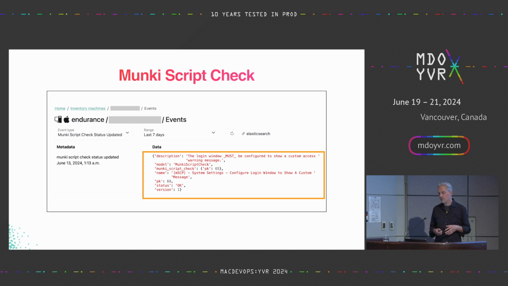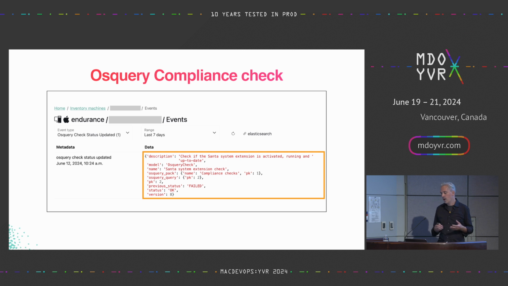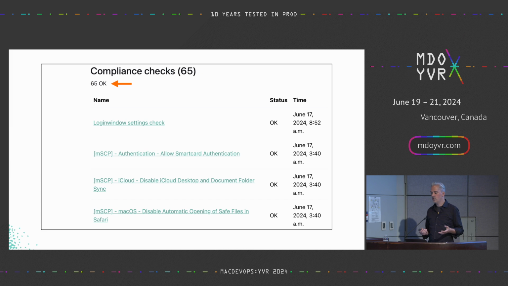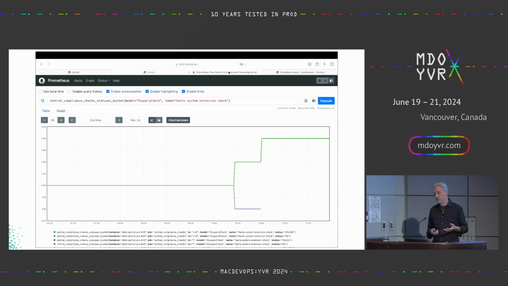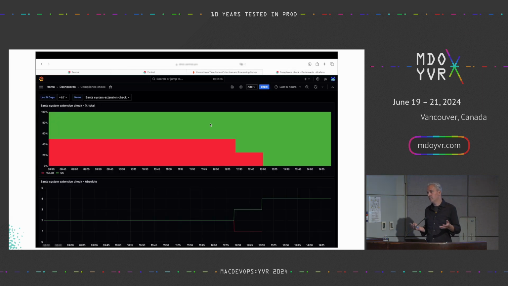Every time the status of a single control for a machine changes, Central will emit an event. And this here is an event for the Munki script check. And this is an osquery compliance check event. And the statuses for each control are aggregated and contribute to the health of the machine. And we publish the metrics to track each control that we aggregate over time with Prometheus. And then we use Grafana for our dashboards. But you could use any other standard tool that works with Prometheus here.